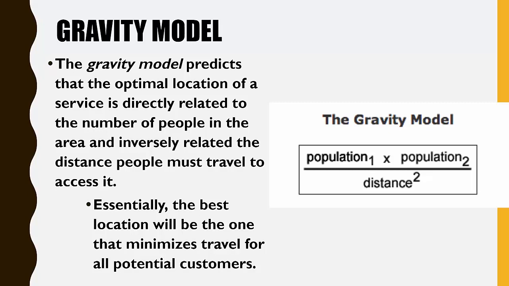It predicts the optimal location of a service being directly related to the number of people in the area and inversely related, so opposite, to the distance people have to travel to access it. So the best locations are the ones that minimize travel for all customers. It's really, really easy with the gravity model, so I'm not going to spend much more than a minute on it here. Large cities tend to have closer connections to other large cities. There's a larger arrow between the two of them, of people, of goods, of ideas.